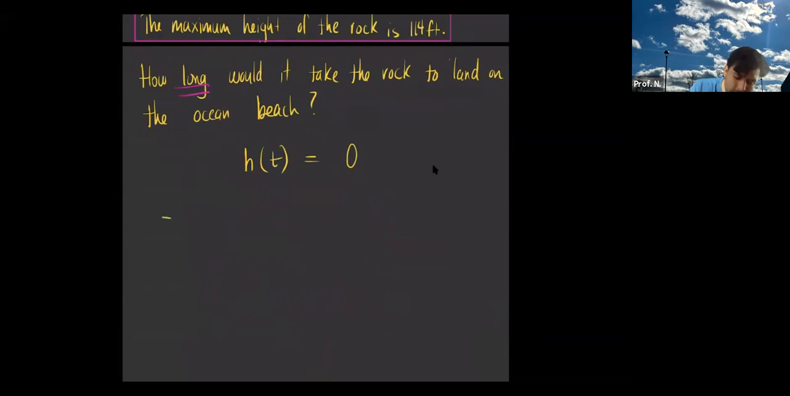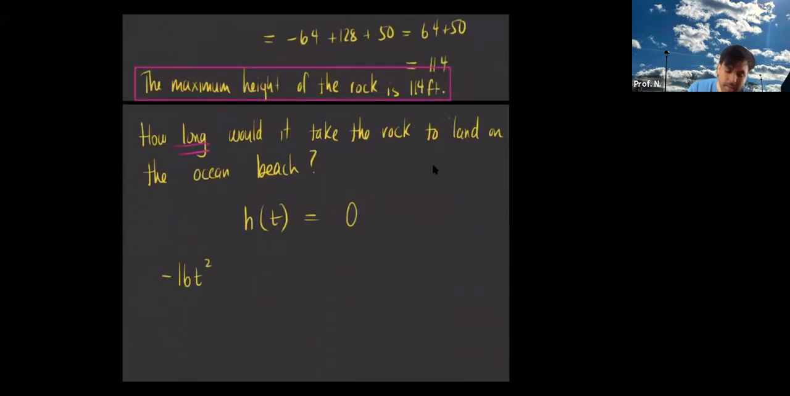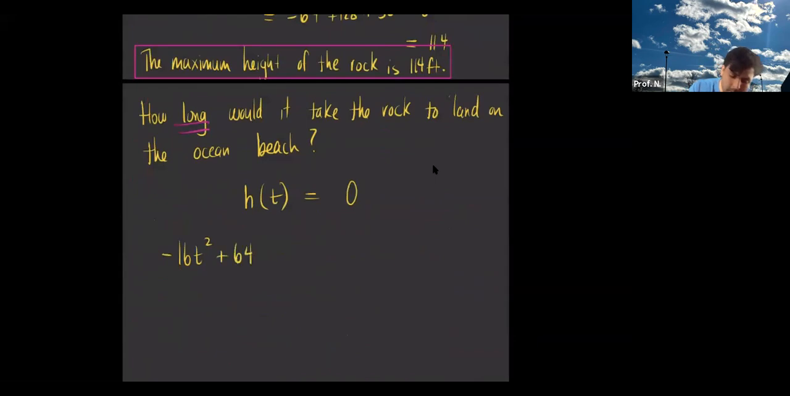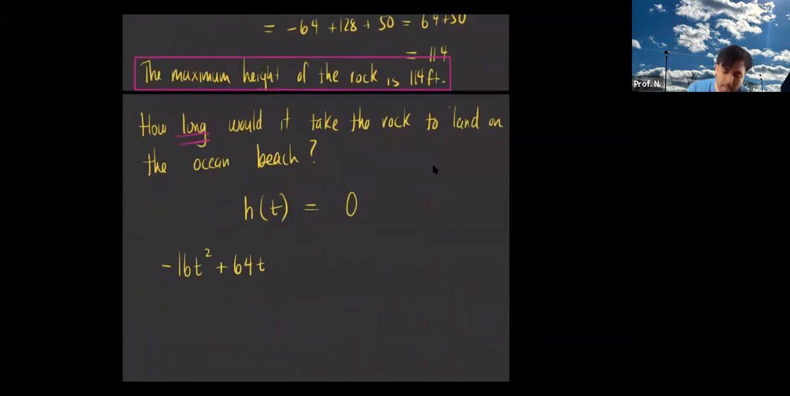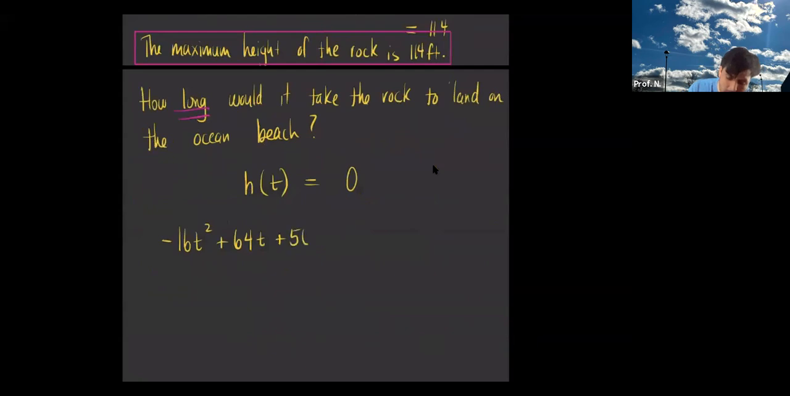So this would be negative 16t squared plus 64t plus 50. Set this equal to 0. So I want to solve this. But there's a lot of stuff here, right? So A is equal to negative 16, B is equal to 64, and C is equal to 50.